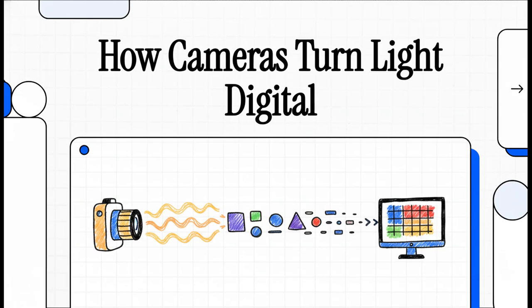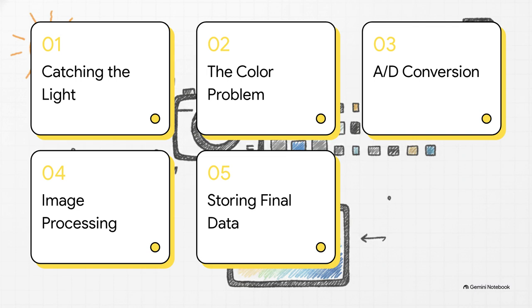Welcome to this explainer. Let's just dive right in, because this topic is absolutely fascinating. You probably think your camera captures images, but it doesn't. Not really. What it's actually capturing is a continuous wave of physical light. So today, we're going to uncover exactly how that physical light transforms into the digital photos you see on your screen. To understand how this works, we're going to follow the microscopic hero's journey of a single light beam.